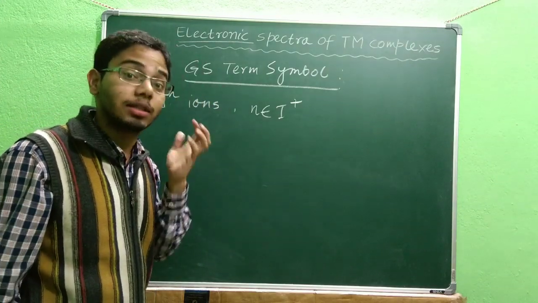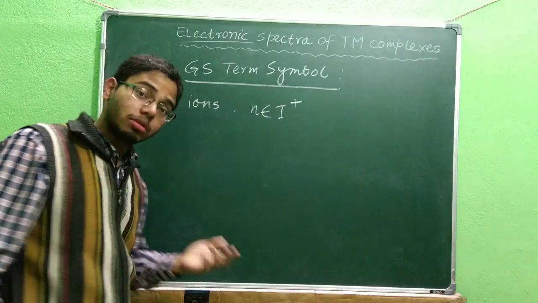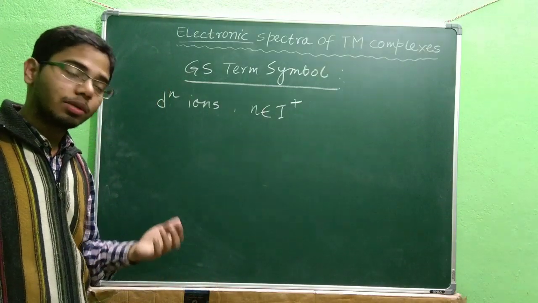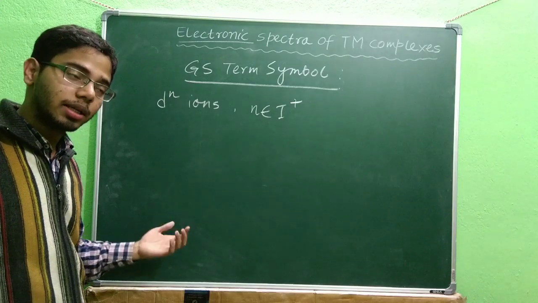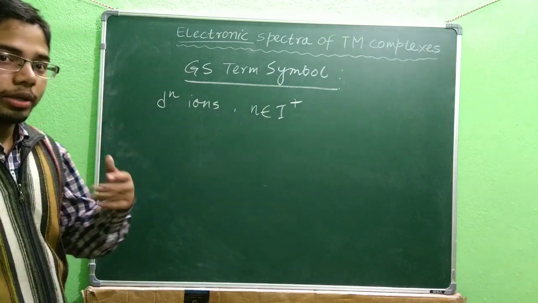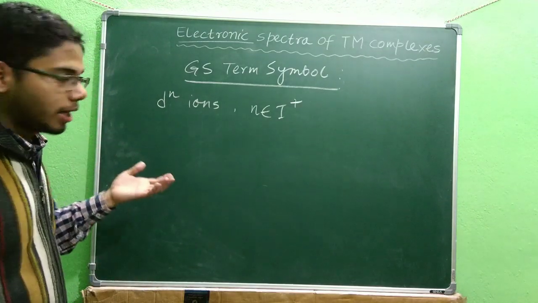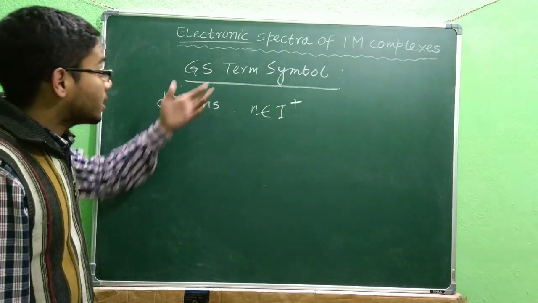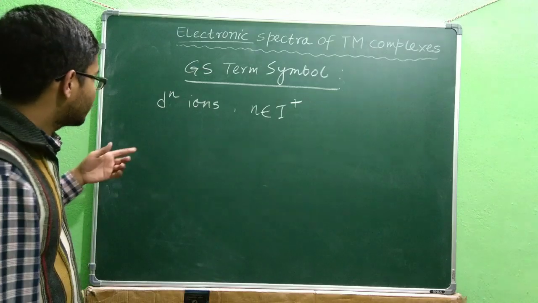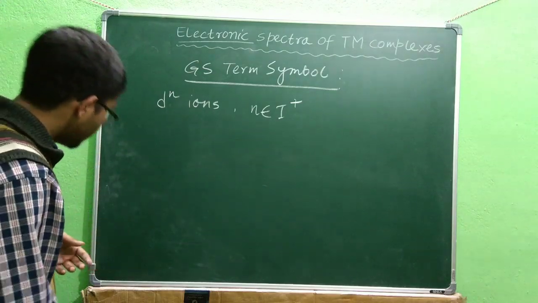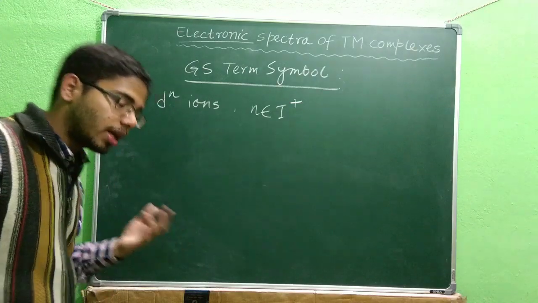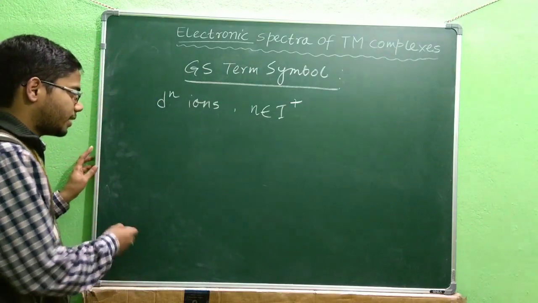d0 means nothing, so spectra will not be there. So it's d1, d2, d3, d4, d5, d6, d7, d8, d9, d10. I will show you how to get this ground state term symbol. Many of you already know this, but it would be a recapitulation for you. So let's get started.